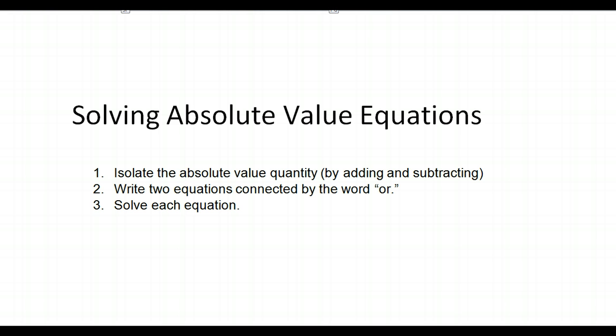So to summarize, when you're solving absolute value equations, isolate the absolute value quantity by adding or subtracting if necessary, and then write 2 equations connected by the word or. Solve each equation, and you're done.